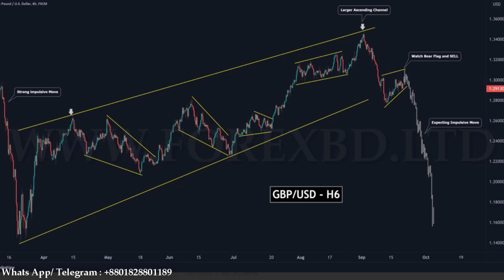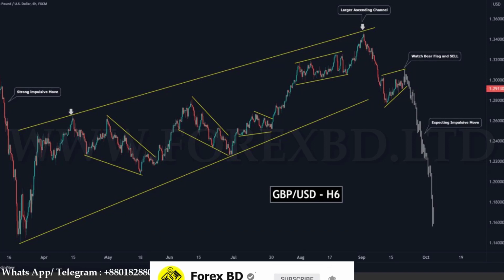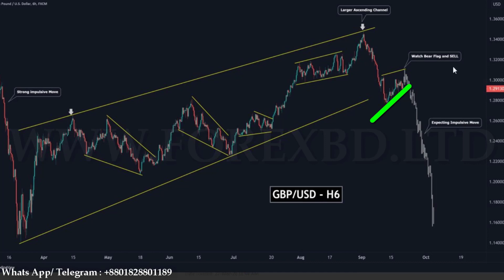Then the market came to this point and continued the downtrend, and the market has created a pattern in this place, which is the bearish flag pattern. Although the market has not yet fully created this pattern, you will have to wait until the bearish flag pattern is created. Then if the market breaks out this trend line, you can safely take a sell entry.